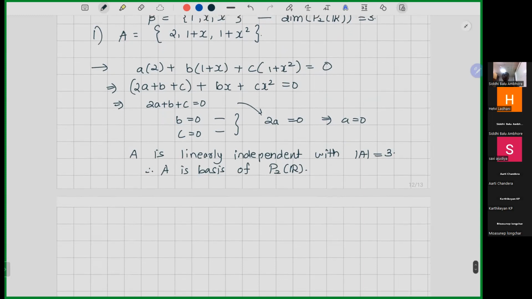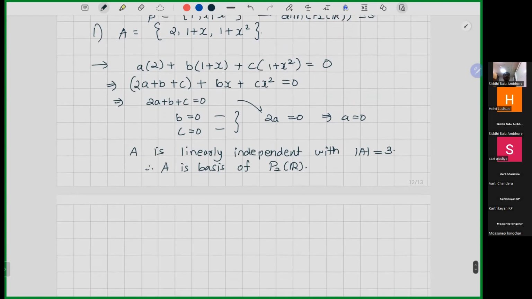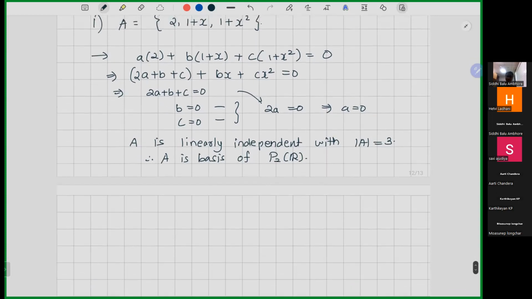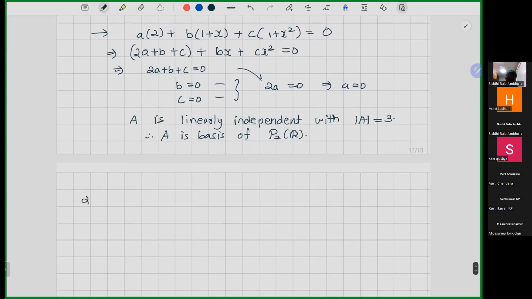So once we know the dimension of a vector space, and if I have a set of that cardinality, I just need to check whether it is linearly independent or not. And in this case, it is linearly independent. So this set forms the basis of P2R.